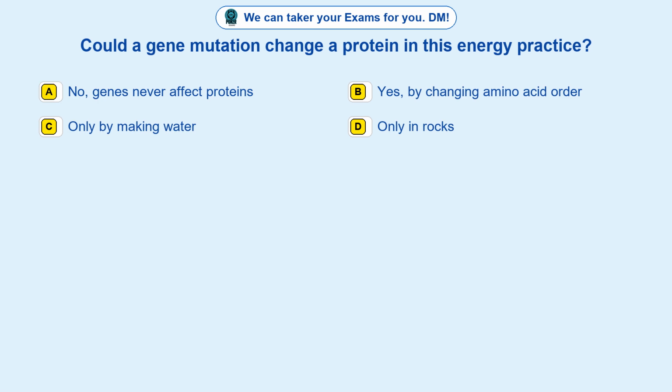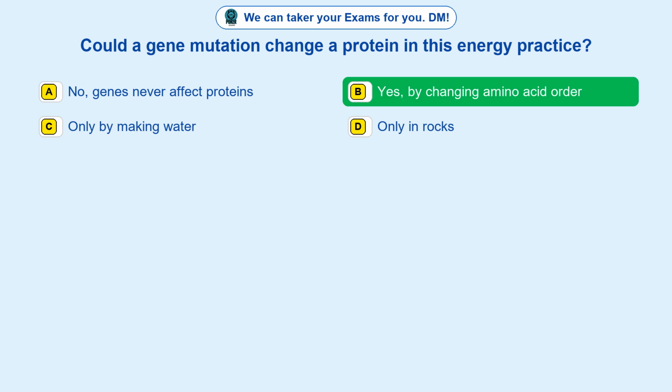Question 10. Could a gene mutation change a protein in this energy practice? Option A. No, genes never affect proteins. Option B. Yes, by changing amino acid order. Option C. Only by making water. Option D. Only in rocks. The correct answer is option B. Yes, by changing amino acid order.